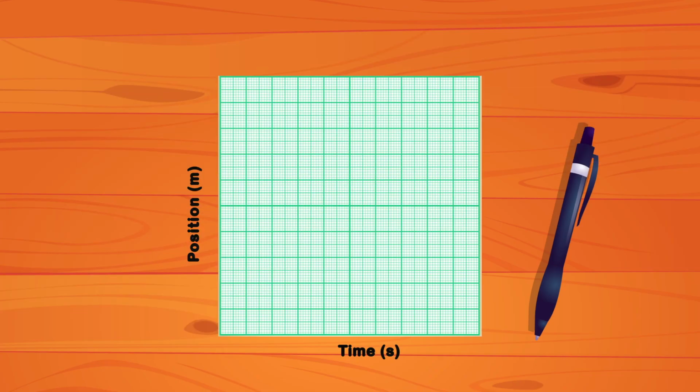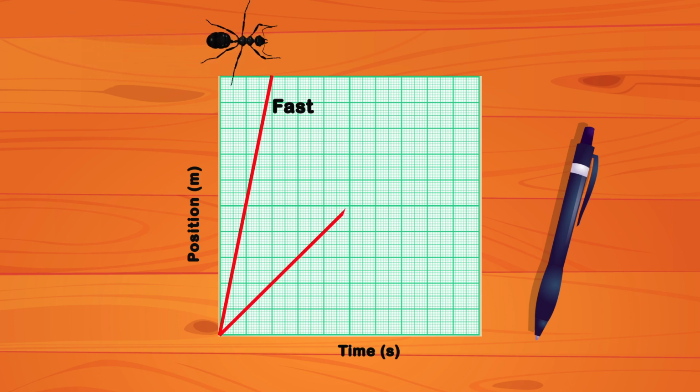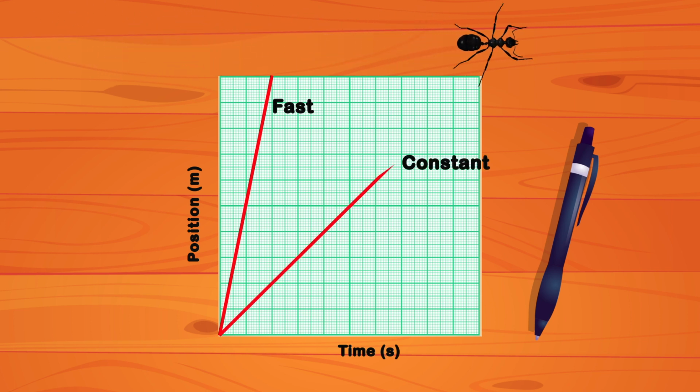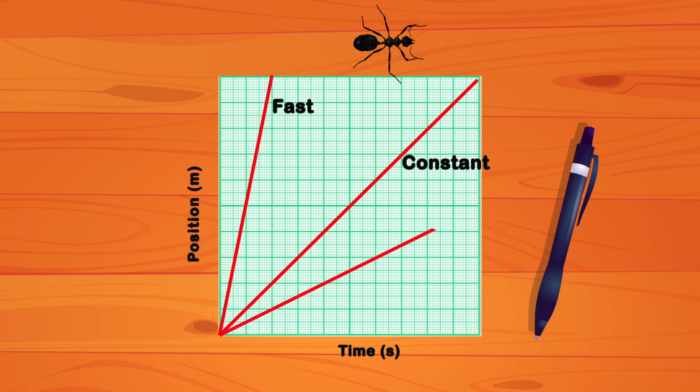By looking at the slope of a line on graphs, we can know the speed of an object. If the line has a very steep slope, it means that the object is moving really fast. If the line on the graph is a diagonal straight line, the object is moving at a constant speed. If the line on the graph has less slope as shown, then the object is moving slowly.